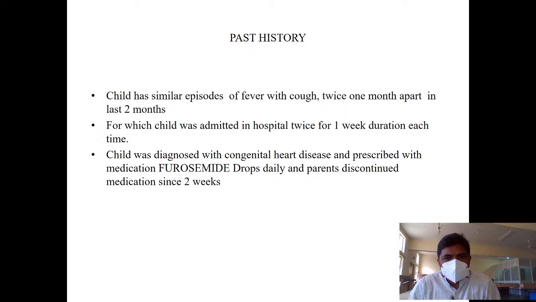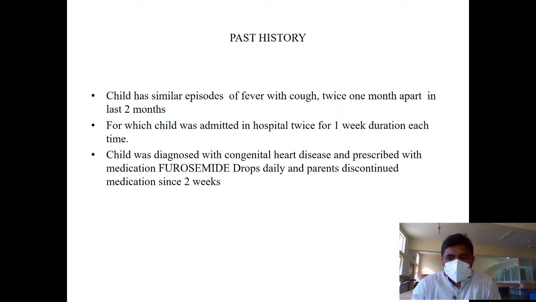with VSDs and PDAs. So with those previous two illnesses, the child was diagnosed to be having a congenital heart disease. What congenital heart disease we don't know, because the parents don't know. Patients will tell you they were told the child is having a congenital heart disease, and the child was kept on medication. You could see parents will show you the medication they are giving to the child. This particular child is on furosemide drops daily, and parents discontinued this medication 2 weeks ago.